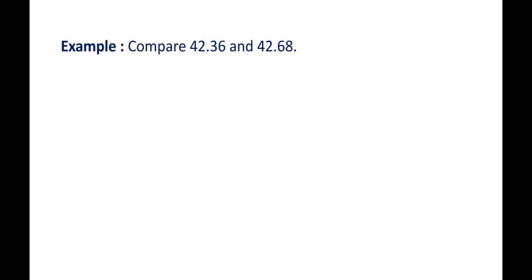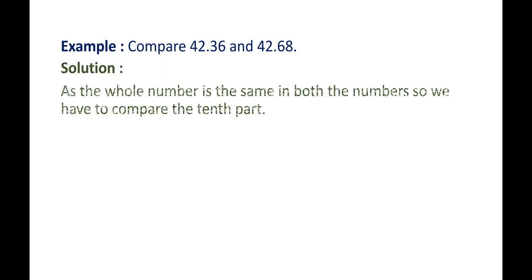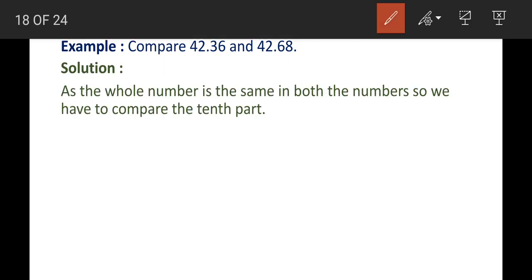Come to one more example. Compare 42.36 and 42.68. Now come to the solution. Here you can see that the whole parts are the same in both. Here it is 42 and in the second it is also 42. So the whole part is the same in both numbers. So what to do? We have to compare the 10th place, then the 100th place. In this way you have to compare to check which number is greater.